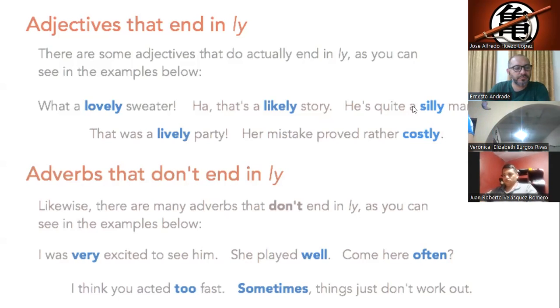So the other one says, she played well. Well is another example of that. We don't use that with L-Y. And it's describing play, not she. She played well. How did you play? Very well, okay? Come here often. Often is describing come. So it's going to be an adverb. Often is another adverb. Too is another very common one. So I think you acted too fast. So it's describing acting, right? Sometimes things just don't work out. Sometimes is describing the things that don't work out.